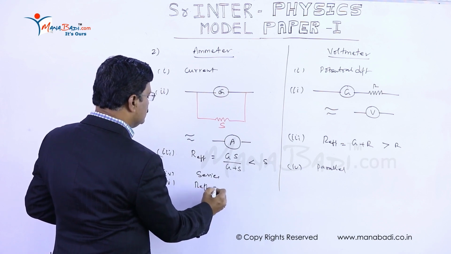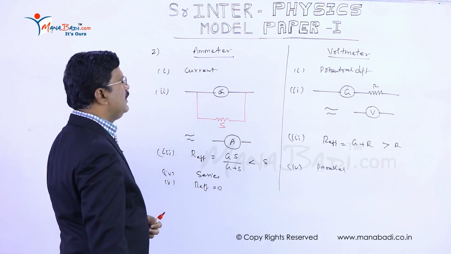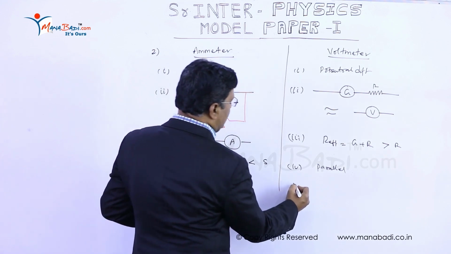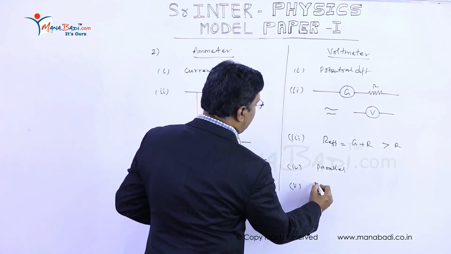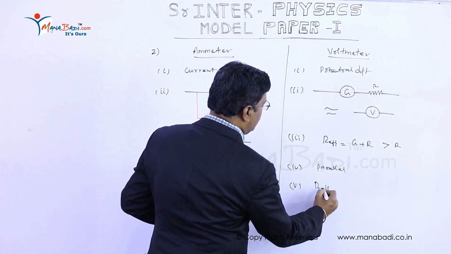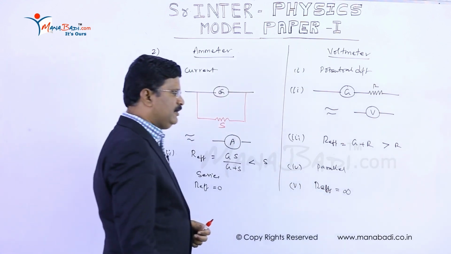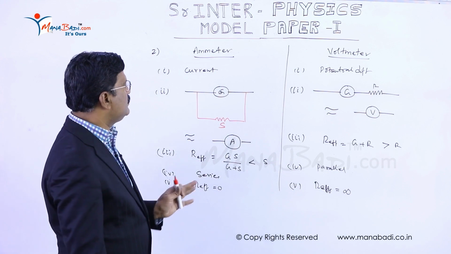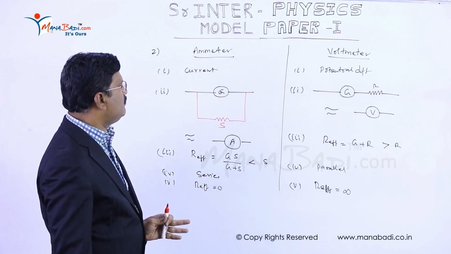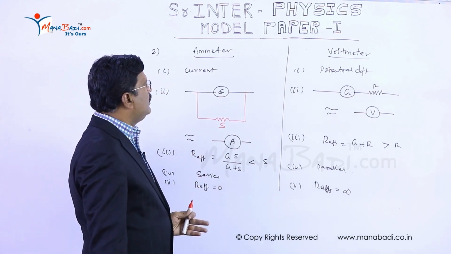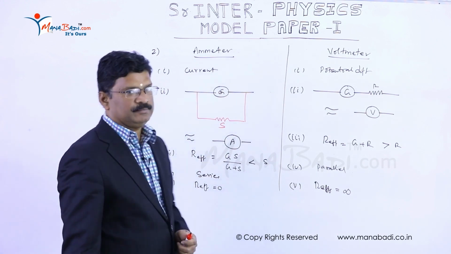Then the fifth point here, the ammeter, if it is an ideal ammeter, the effective resistance will be equal to 0. Whereas in the case of the voltmeter, effective resistance R effective will be equal to infinity. So these are the points we have to cover for question number 2, distinguish between the ammeter and voltmeter.